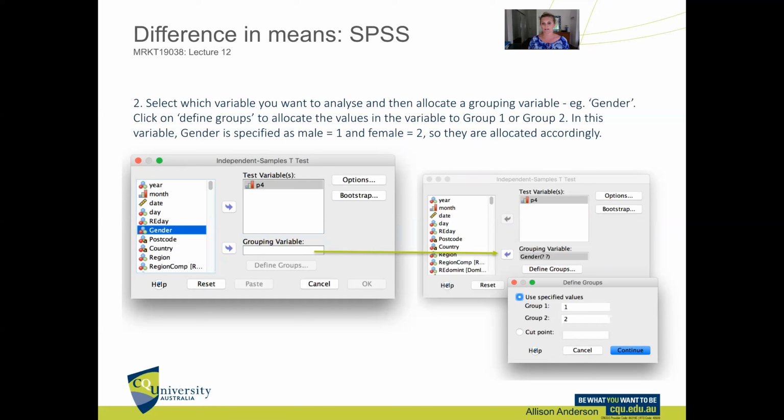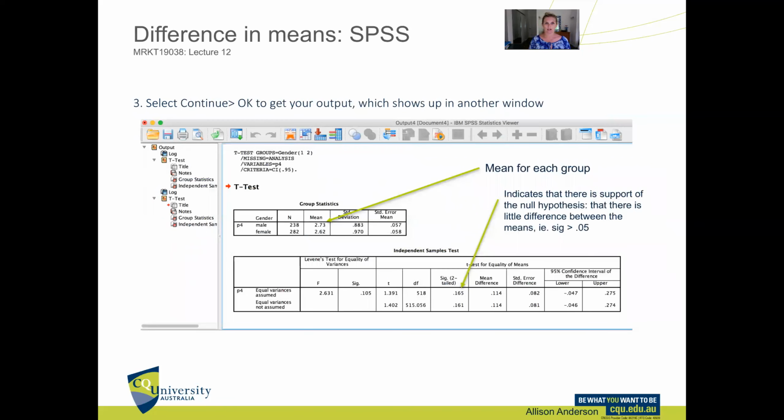So Group 1 is 1, which I had already entered, so 1 equals male in my database, and Group 2 is 2, which equals female. So that's why I used those, so I could group it between male and female. I click Continue and then OK. And I get an output that looks like this.